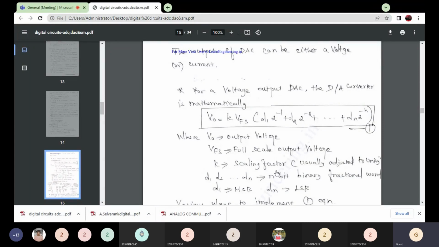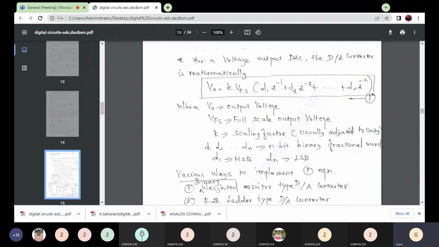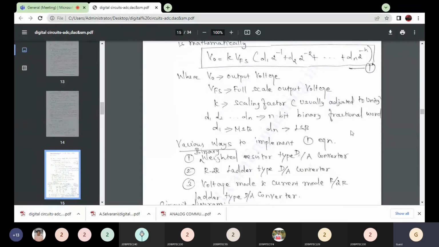K is the scaling factor, VFS is the full scale output voltage, and D1 to Dn is the binary word, from MSB to LSB. So this is the general block diagram of how binary, that is digital data, is converted into analog. This is a simple technique.